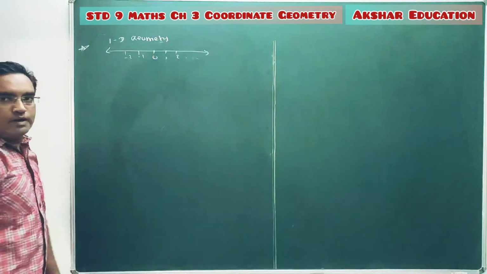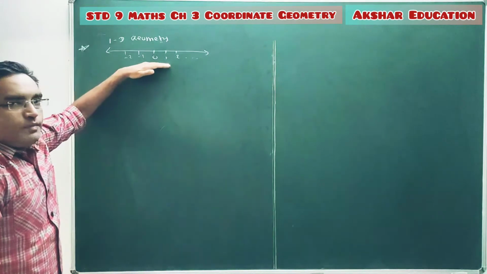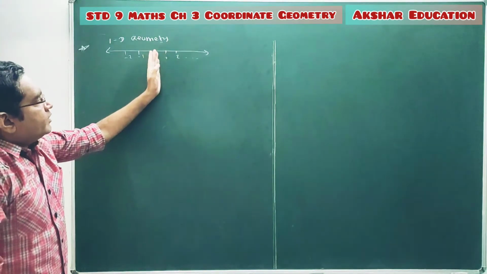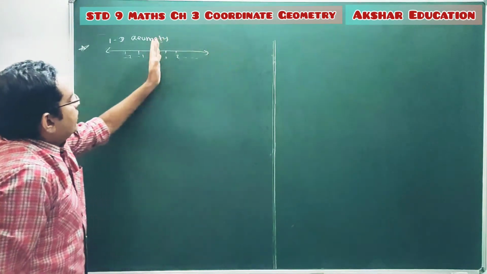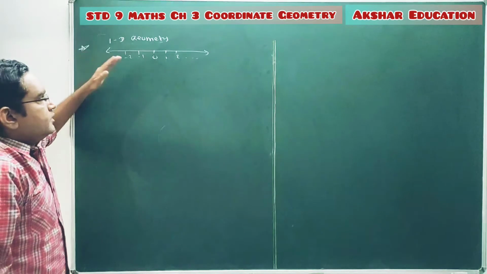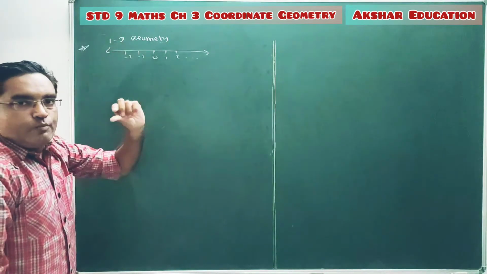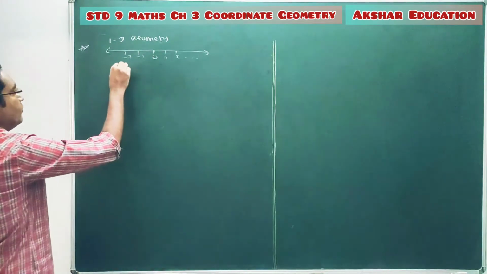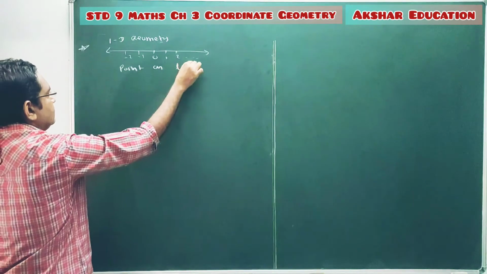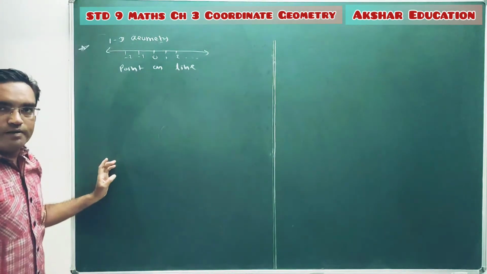It's coordinate geometry, but it's one-dimensional geometry in which we are making use of only one number line. On one number line, either you can go in the right direction or you can go in the left direction. Only two directions are there. It is one-dimensional, in which you can represent a point on a line that we have discussed. That is the concept of one-dimensional geometry.